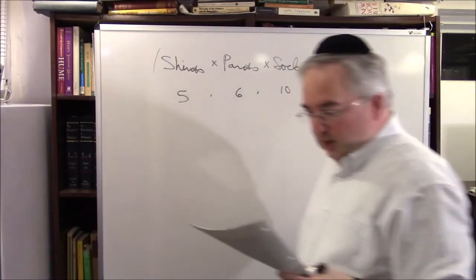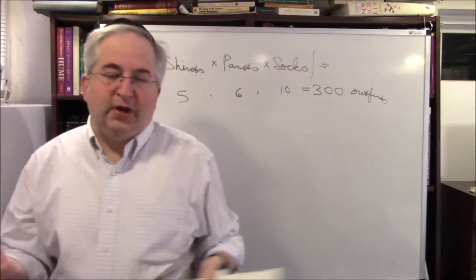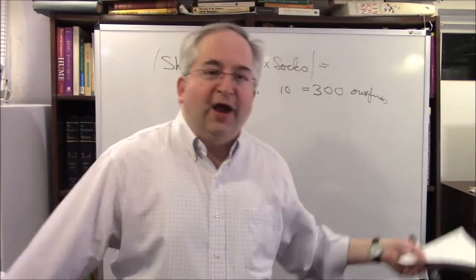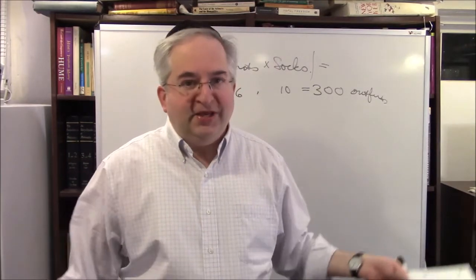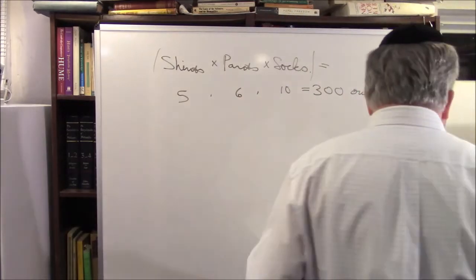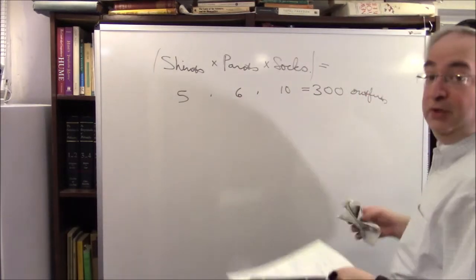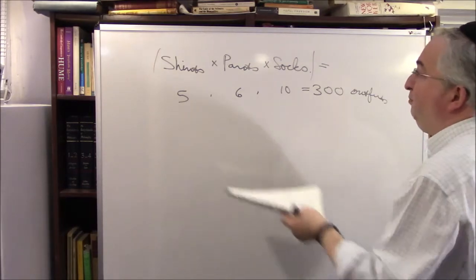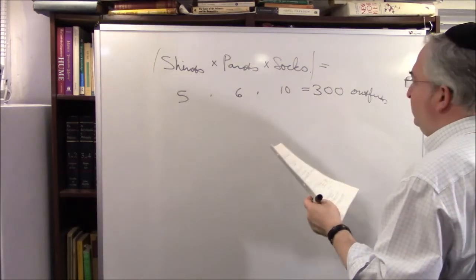300 outfits. The reason why it's humorous is because, as you can tell, I don't care much about things matching. But obviously most people do, so they have fewer outfits because of that, because they don't use the full product rule in all of its glory.